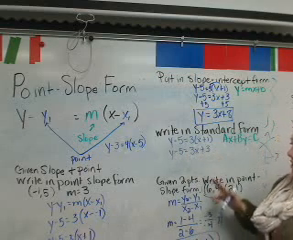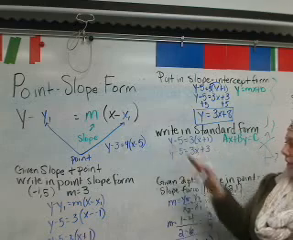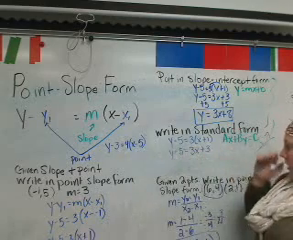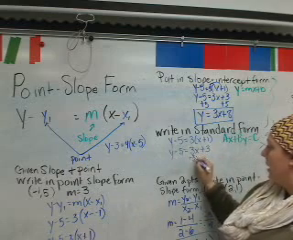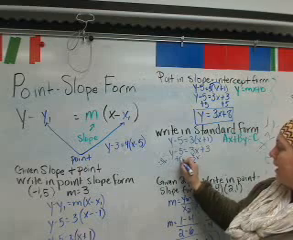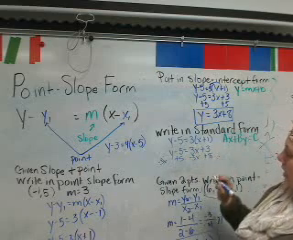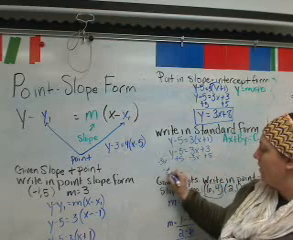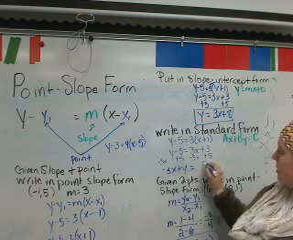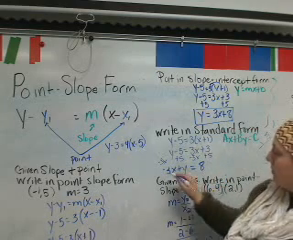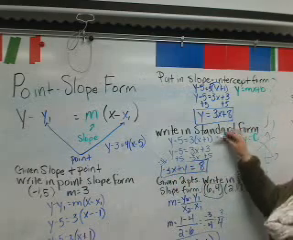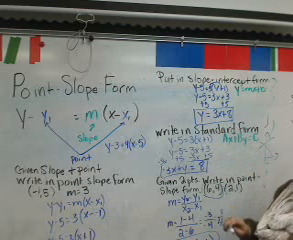Now we need to recognize that we need to get our x over there and this 5 over here. All my variables should be on the left-hand side and my constants on the right-hand side. So we're going to take 3x away, and then we're also going to add 5. So we're going to have negative 3x plus y equals 8. Now we have transformed from point-slope form to standard form.